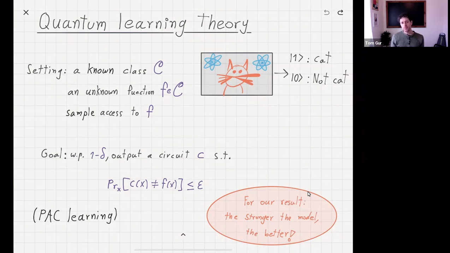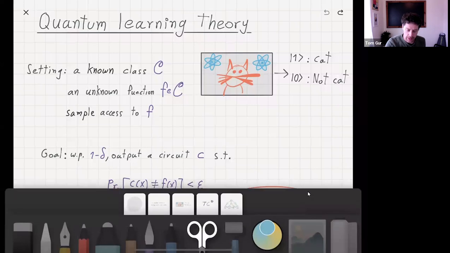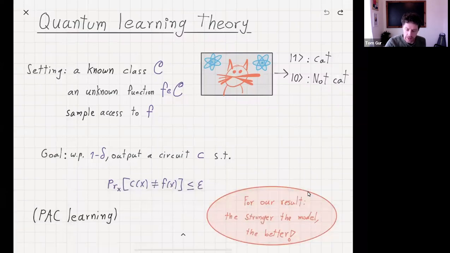To make the discussion slightly more formal, the vanilla model in which we represent this type of learning algorithm is called PAC learning. Maybe let me just add a small drawing here. We have this class C, and there is some function f within this class C. We have the promise that the function belongs to C, and we want to find out which of the functions in C is the function that we want, using just samples from the function.